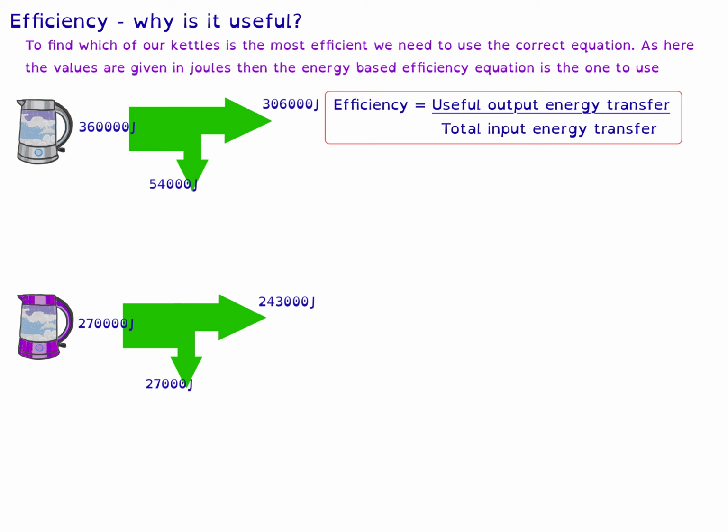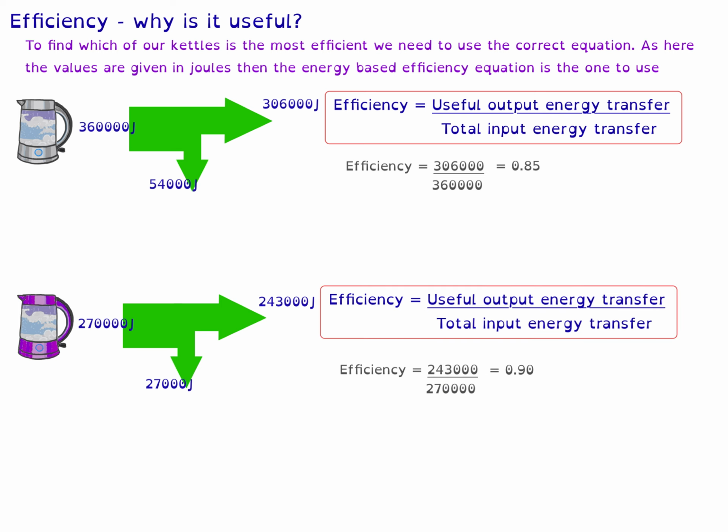And then we substitute our numbers for the silver kettle, and this gives us 306,000 divided by 360,000, which is 0.85 for our efficiency. And for our purple kettle, we have an efficiency of 243,000 divided by 270,000, which gives us an efficiency of 0.90. So our purple kettle is more efficient.